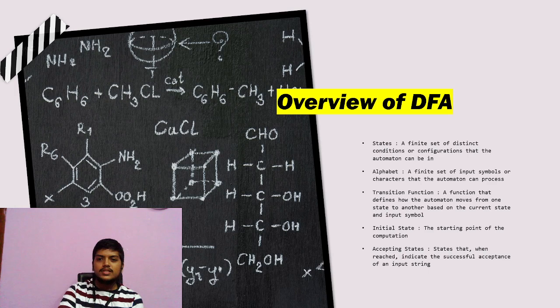Overview of DFA. It has states, alphabets, transition function, initial state, accepting states. States: a finite set of distinguished conditions or configurations that the automaton can be in. Alphabets: a finite set of input symbols or characters that the automaton can process. Transition function defines how the automaton moves from one state to another based on the current state and input symbol. The initial state is the starting point of computation. Accepting state, when reached, indicates the successful acceptance of an input string.